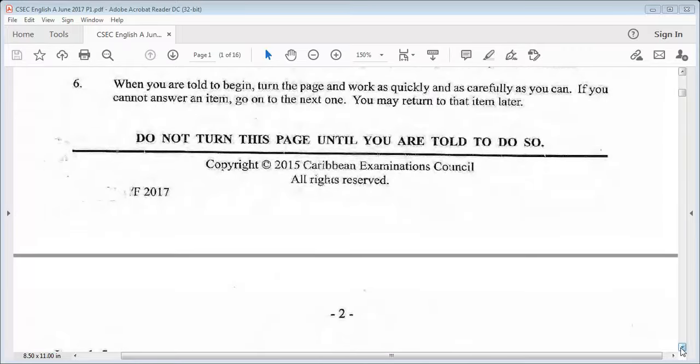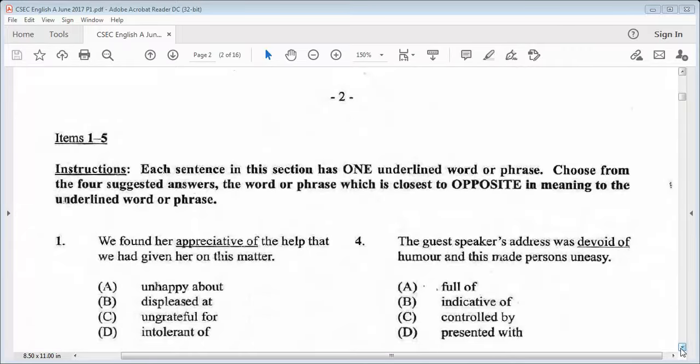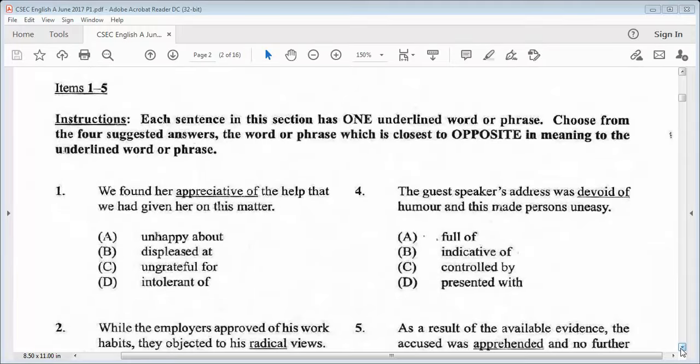So, question 1 or items 1 to 5. The instruction says, each sentence in this section has one underlined word or phrase. Choose from the 4 suggested answers the word or phrase which is closest to, opposite in meaning to the underlined word or phrase. So the first 5 questions we'll be looking at are antonyms or opposites.